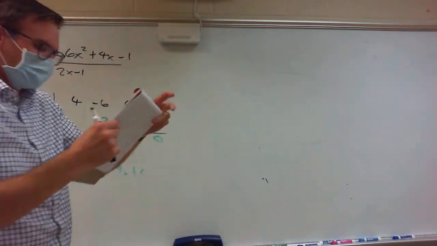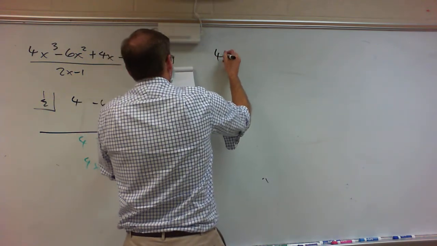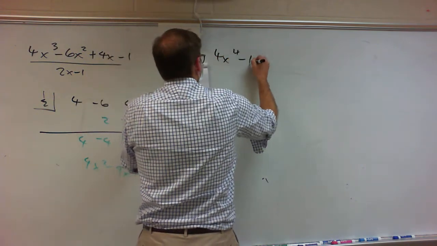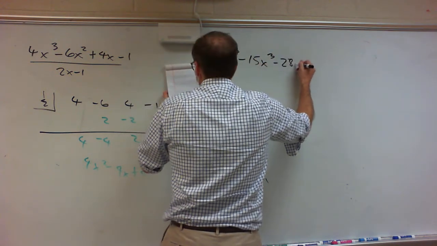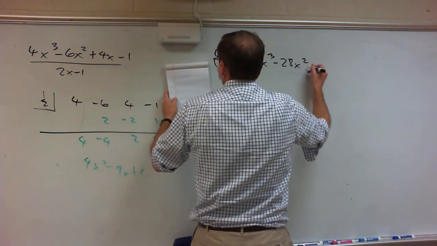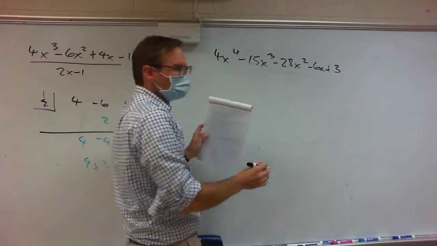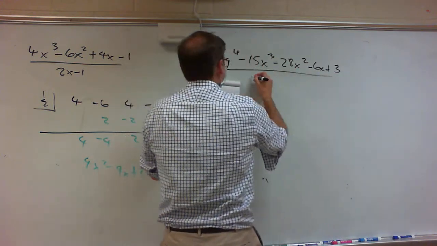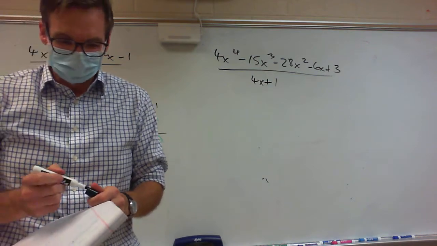All right, your turn. So what if I give you 4x to the 4th minus 15x cubed minus 28x squared minus 6x plus 3, divided by 4x plus 1?